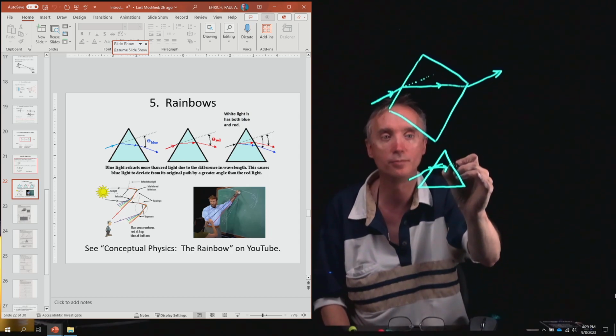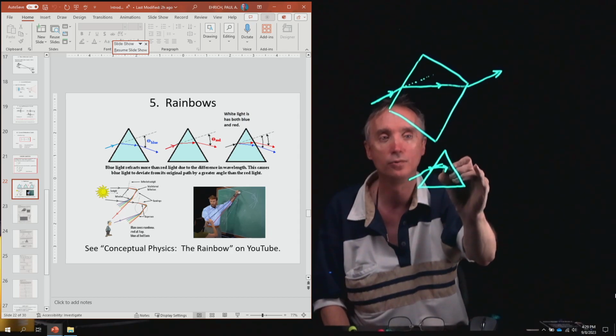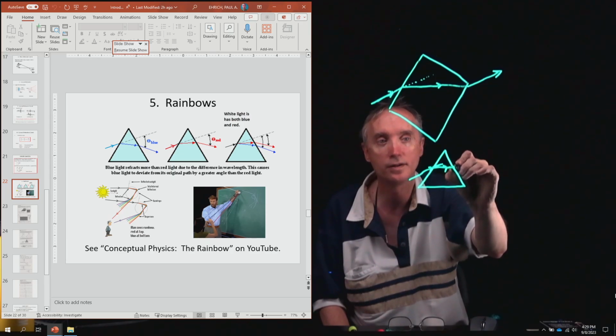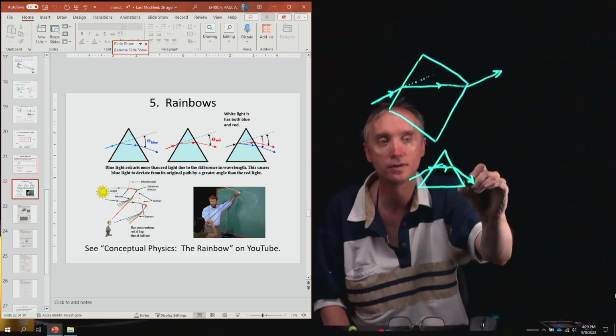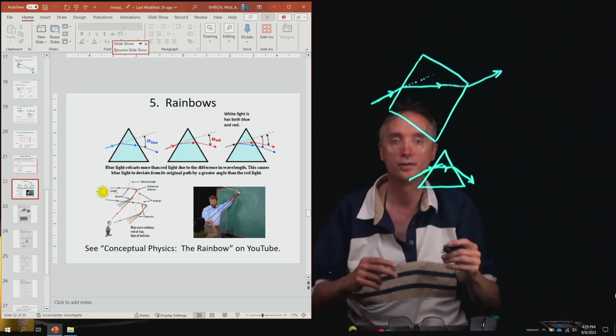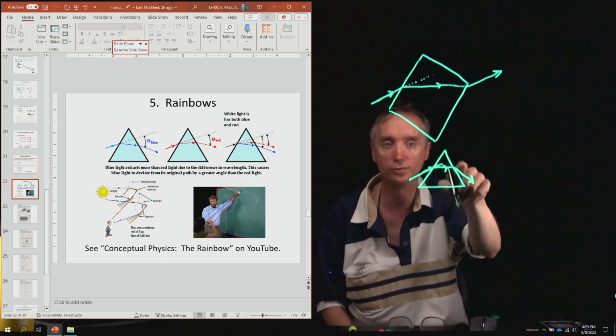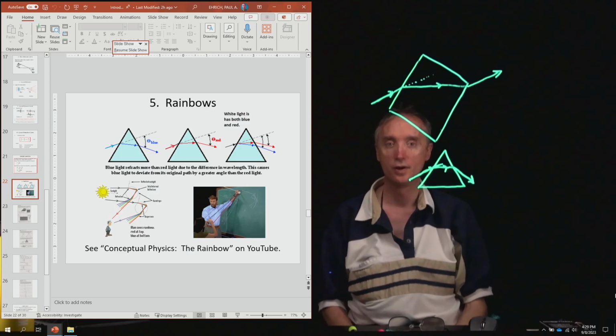So what's going to happen is instead of the light going in this direction, when the light gets over to here, it's going to be bent again, and it's going to go off in this direction. So that's what, let's say it's the color blue. So that's what the color blue is going to do.